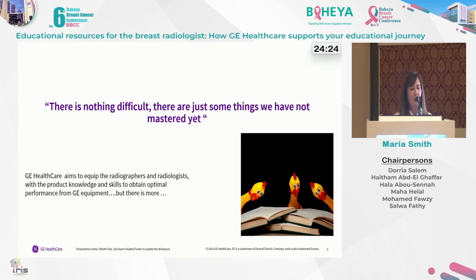I really enjoyed this saying: they say there's nothing difficult, there are just some things that you have not yet mastered. And when I look across the room, I must be honest, I'm intimidated because there's a lot of brain power here. But I know that we're all on a journey of learning. And so what we'd like to highlight is some of the things that we provide for you.